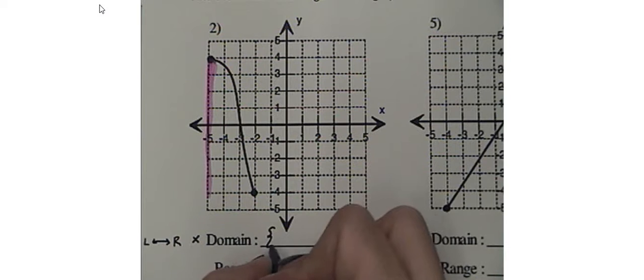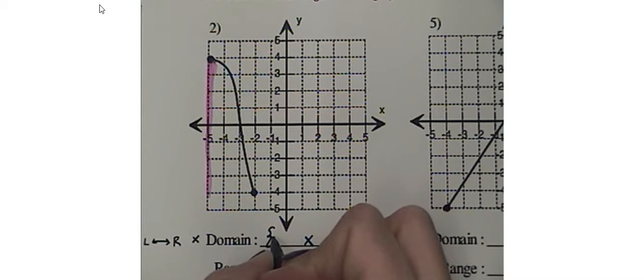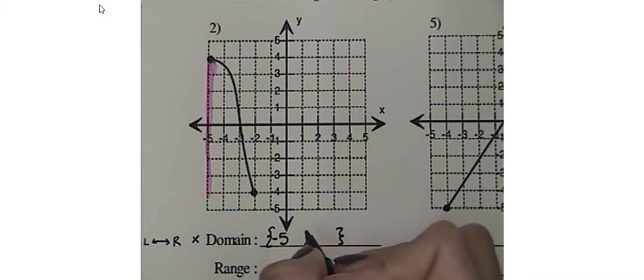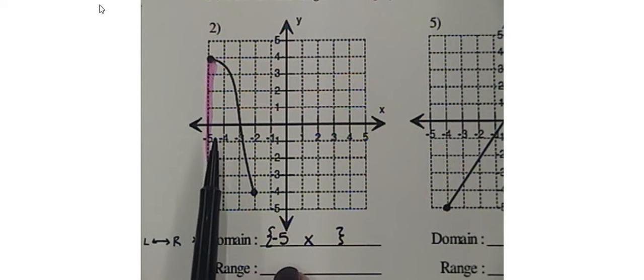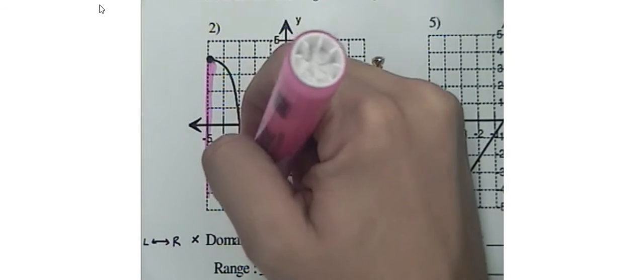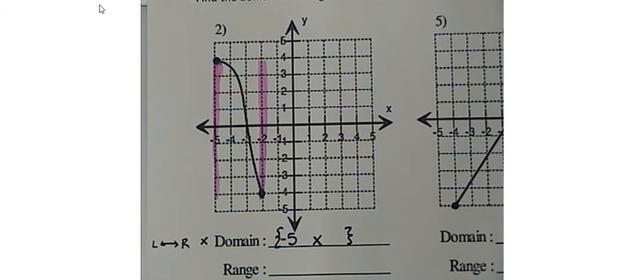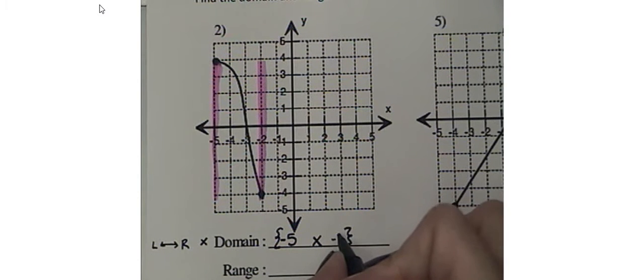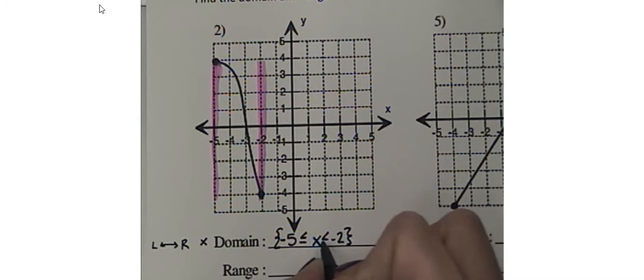So remember, we're going to have fancy brackets. X goes in the middle. So I have -5. And then I'm going to scan my graph to the right, and it stops right here at -2. So this would be -2. And x is greater than or equal to -5, less than or equal to -2.